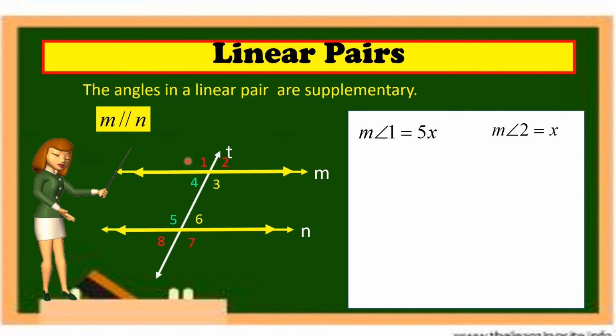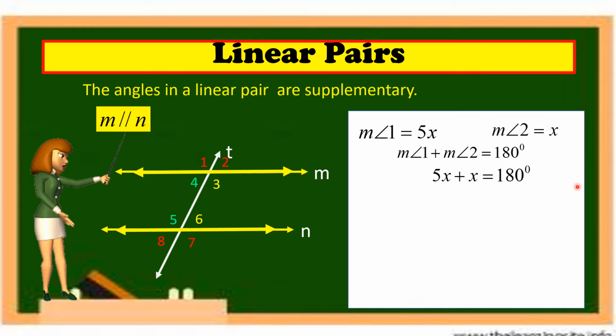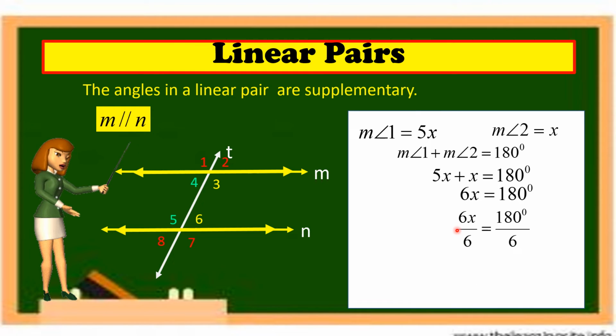So the measure of angle 1 plus the measure of angle 2 is 180. The measure of angle 1 is 5x. The measure of angle 2 is x. So 5x plus x equals 180 degrees. 5x plus 1x is 6x. 6x equals 180 degrees. Dividing both sides of the equation by 6, the value of x is 30 degrees.